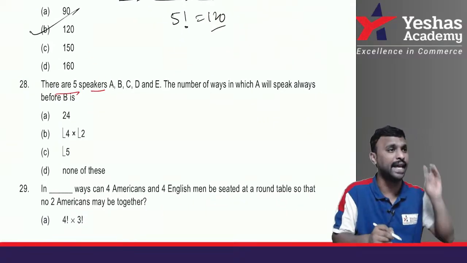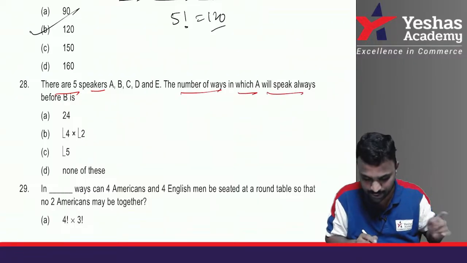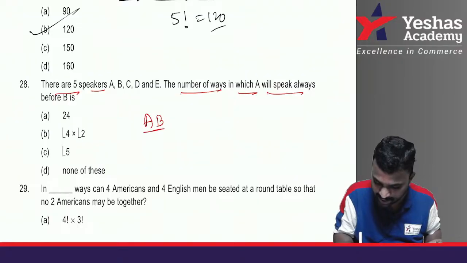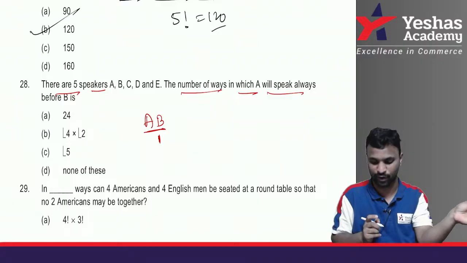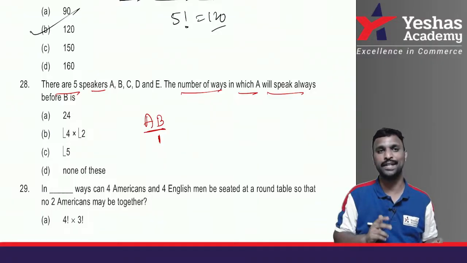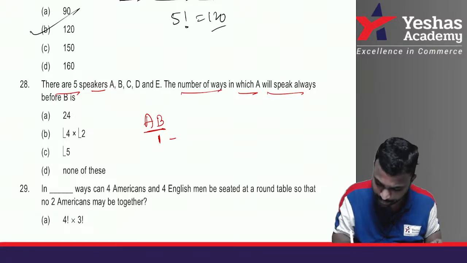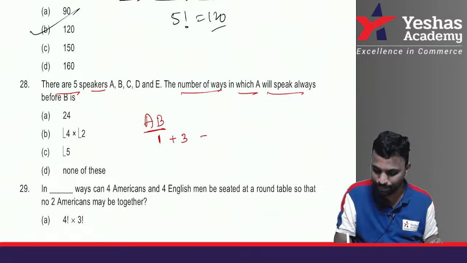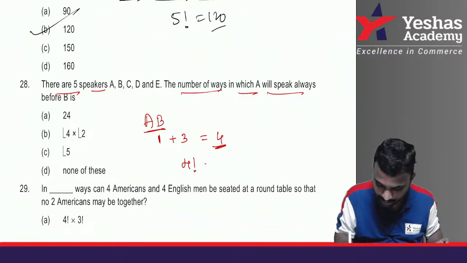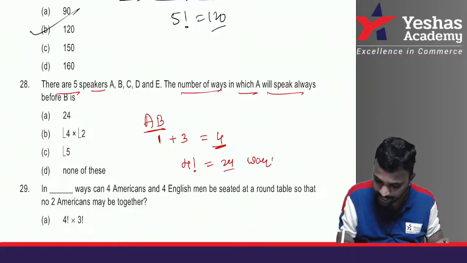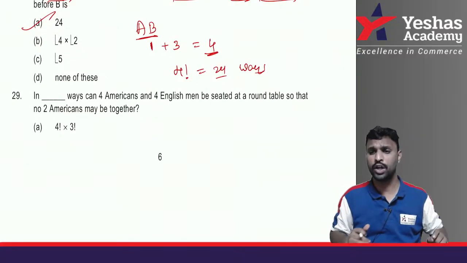Guys, moving on to the next question. There are 5 speakers, A, B, C, D, E. The number of ways in which A will speak always before B. That means you can take this as one thing, because A is always to the left of B, right? You cannot reshuffle them. If you reshuffle, A will not speak before B. So remaining how many people are there? 3 people. So 1 plus 3 is 4 people. So 4 people can be arranged in 4 factorial, which is nothing but 24 ways. It is one of the ICAI exercise questions.